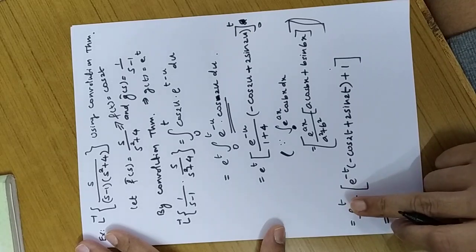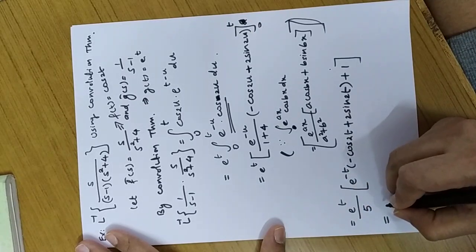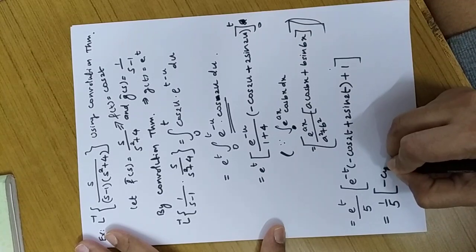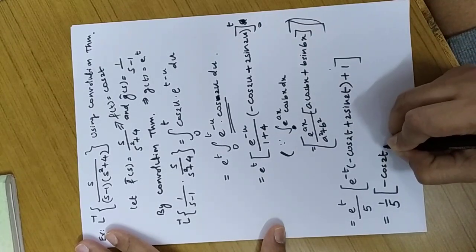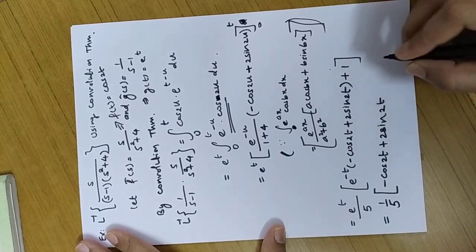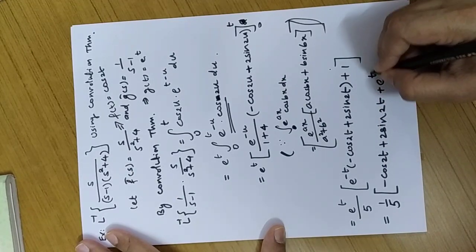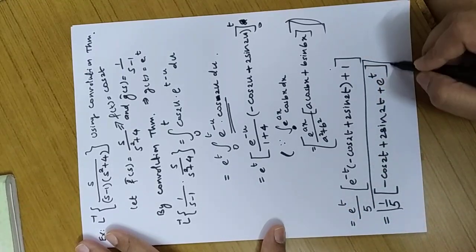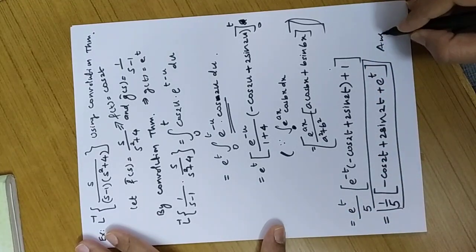Simplify further. You can multiply e raised to t by the 1 by 5 constant. The final answer will be minus cos 2t plus 2 sin 2t plus e raised to t, because we are multiplying by e raised to t. Okay, this is the answer.